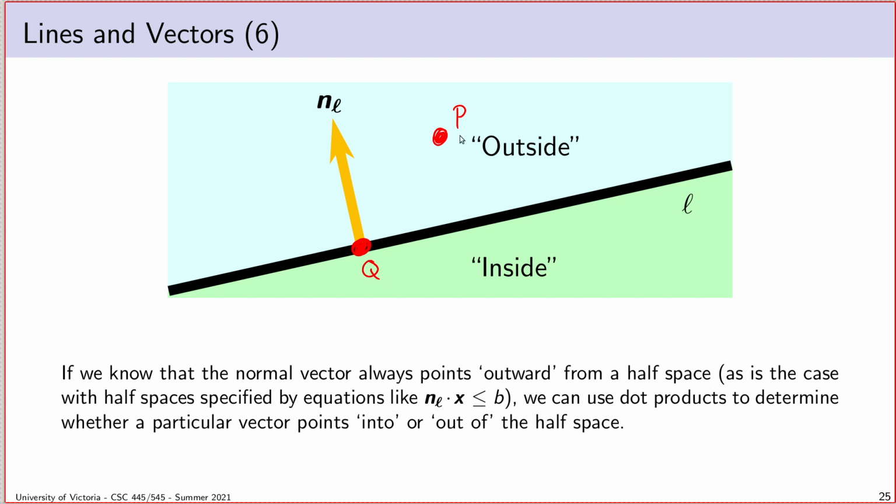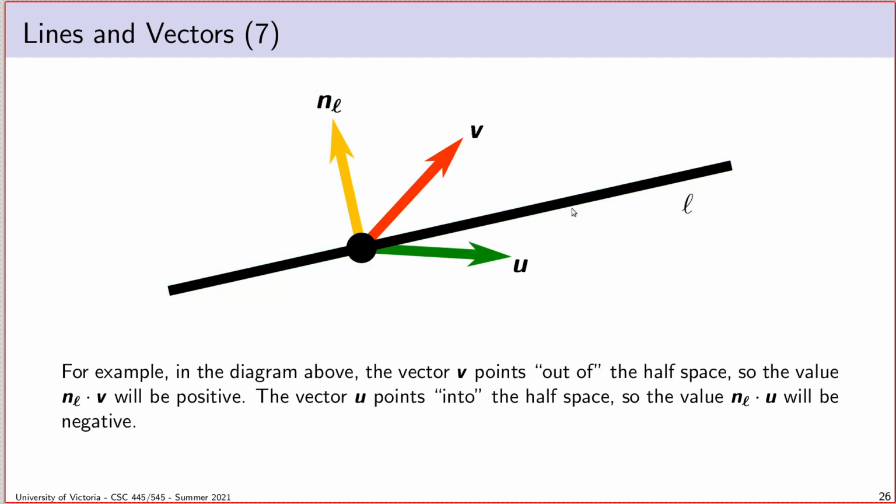So I choose a point Q on the line and I choose a point P, and then I draw the vector from Q to P. We'll call this vector V, and if we allow ourselves to do arithmetic involving points, V equals P minus Q. So I end up with all these vectors, and I want to ask the question: does this vector point out of or into my half space? Or does it point parallel to the boundary? And I can do that by computing the dot product with the normal vector.